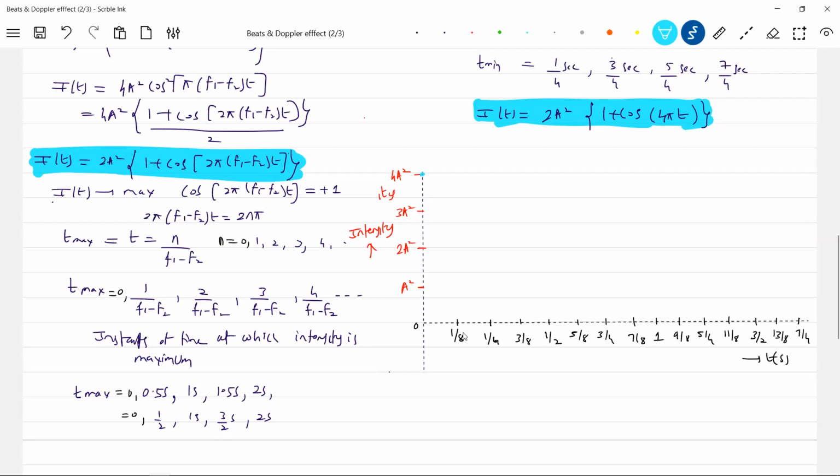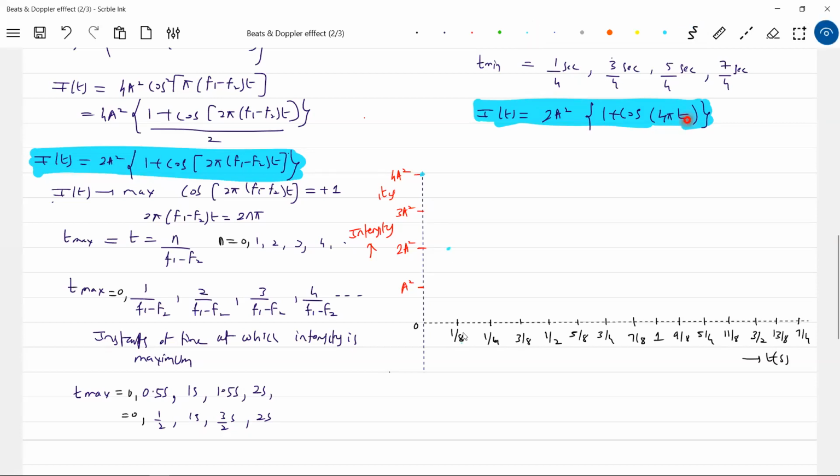Okay, let's locate the points. So first t equal to 0, it will be 4a square. Next, t equal to 1 by 8. When you put t equal to 1 by 8, this will be cos pi by 2. Cos pi by 2 will be 0. So 2a square. So the next point will be available here.